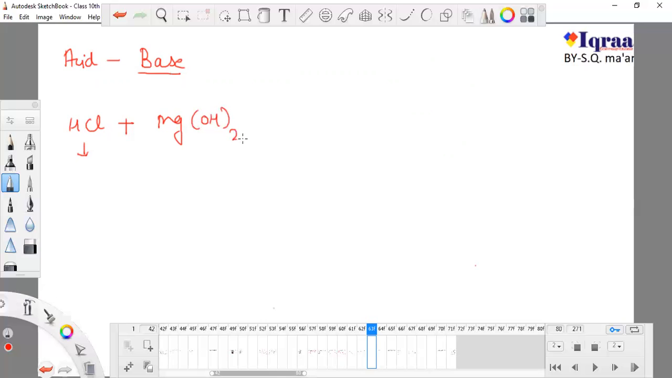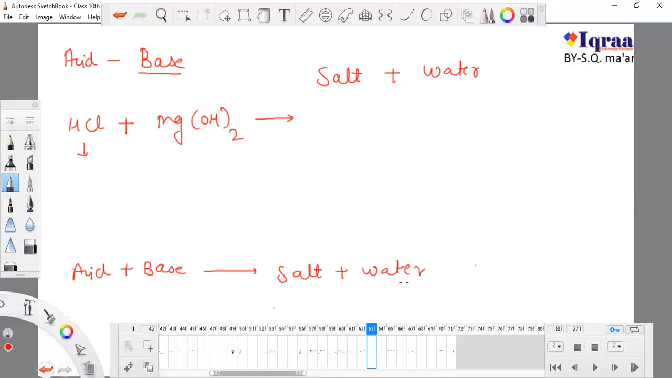magnesium hydroxide. Okay, now this is the formula of magnesium hydroxide. This is a base, and what would happen? It will form a salt and it will form a water molecule. This is a formula. What is the formula? If I take acid and if I take base, any type of acid, any type of base you can take, it will surely form salt and it will surely form water. What would happen? This Mg magnesium will come here and it will form MgCl plus H2O.